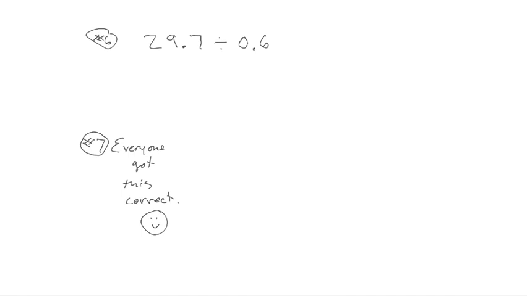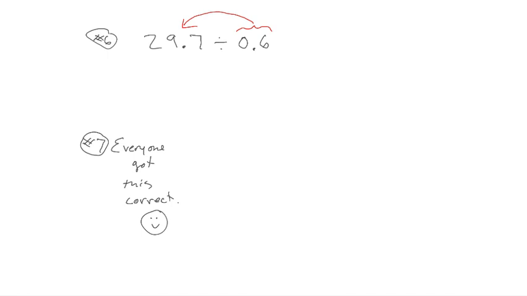The first thing to notice here is that there are 2 decimals, and they are going to have to move, but we don't need to do that yet. Let's look at this first and try to understand what the problem is. In any division problem, you can look at the second number, the divisor, and ask yourself, how many of these fit into that? So if I were to estimate this, 0.6 is really close to 1/2. 29.7 is really close to 30.